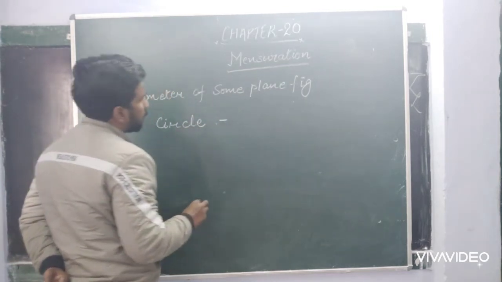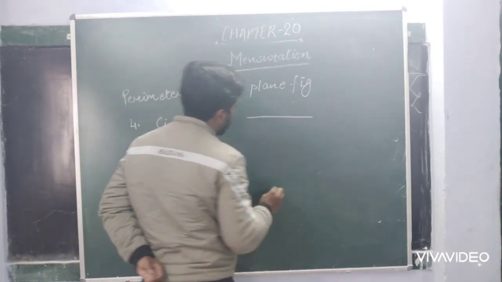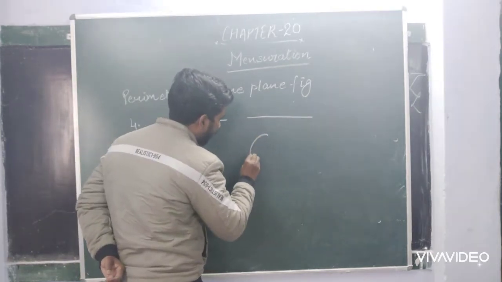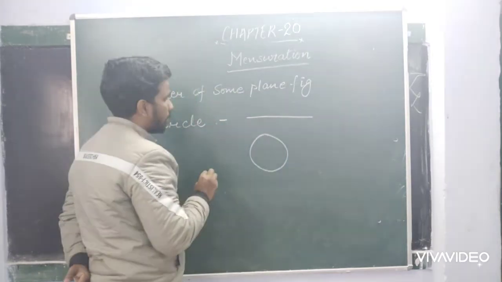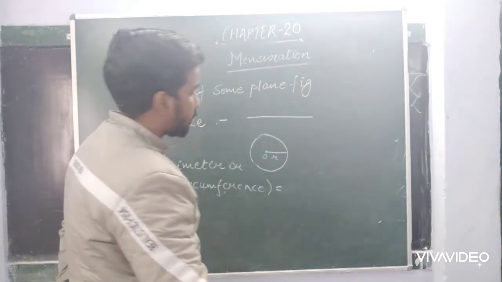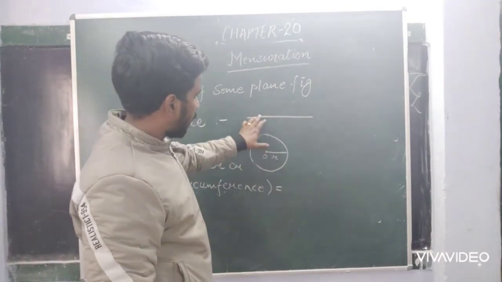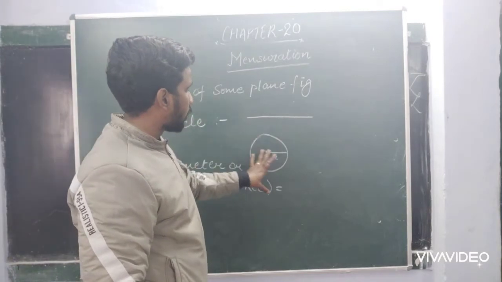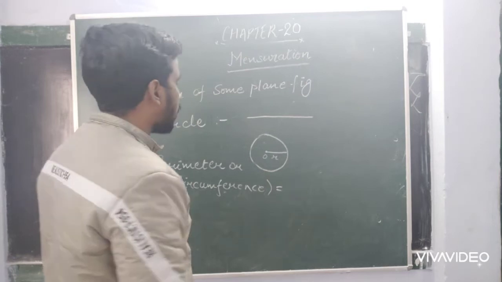Suppose we take a wire of some radius and you just bend it, and it will be like this. So what is the perimeter? I have written the definition of perimeter, that is the total length of the boundary of a closed plane figure. This is a closed plane figure, and the region inside it is called its area.